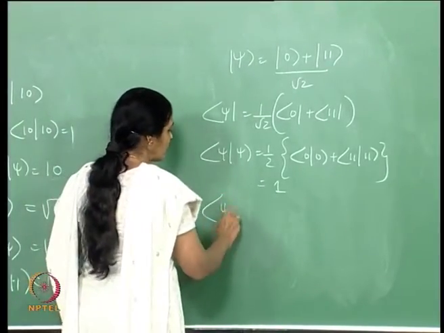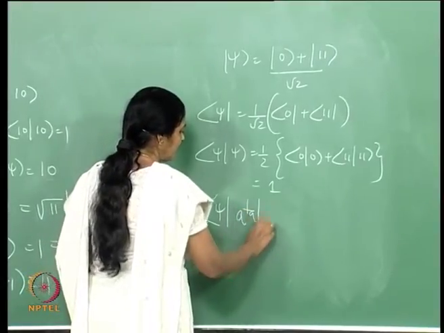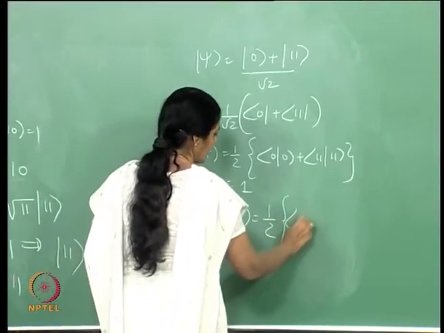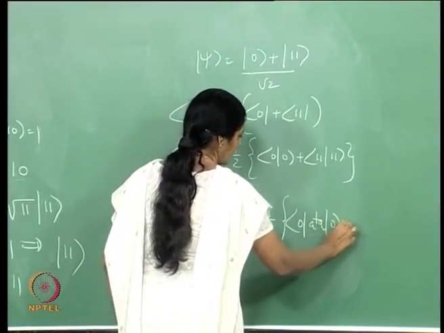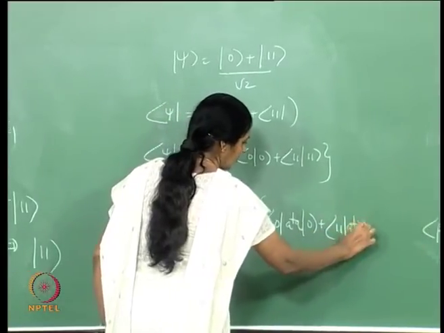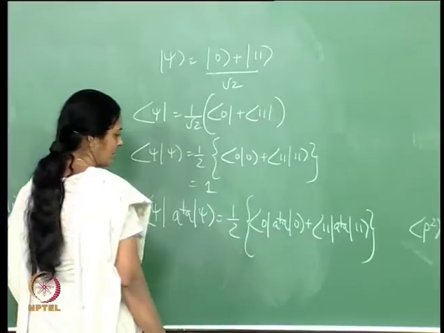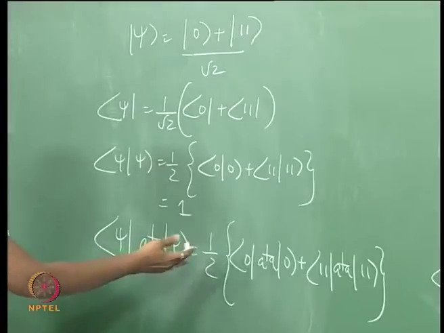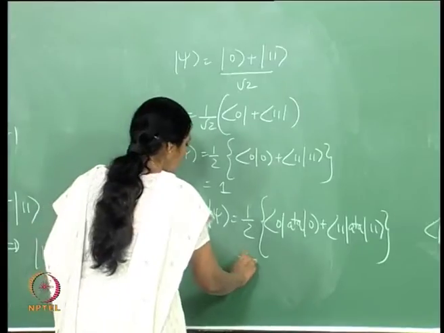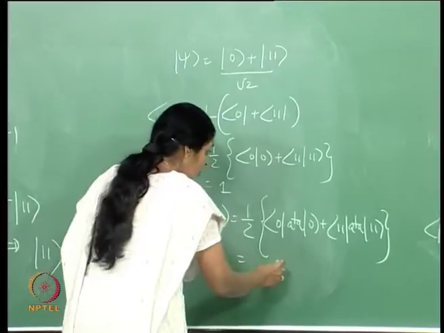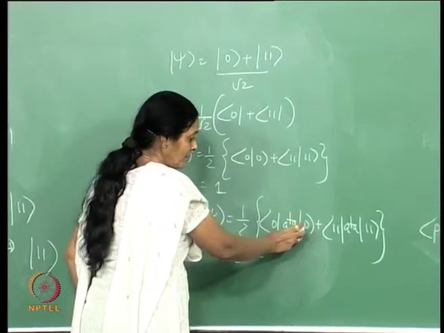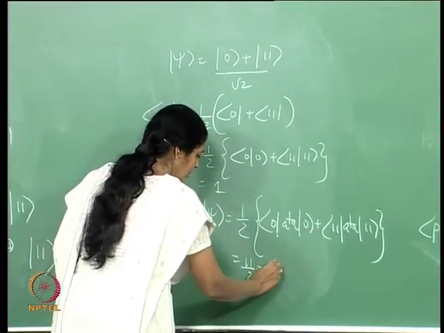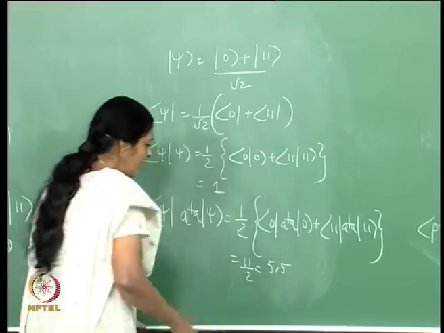Let me find the mean number of photons in this state. So, I can calculate the mean number of photons in this state, and I have a certain mean number of photons. First of all, this gives me a 0, but that gives me 11. That is the mean number of photons.